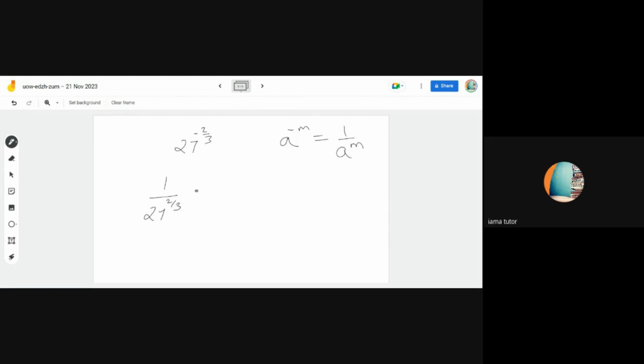So we can rewrite it as 1 over 27 power positive 2 over 3. Now the solution is pretty simple. You can rewrite it as 1 over 3 to the power 3 times 2 over 3. That will give you 1 over 3 to the power 6 over 3, and that will give you 1 over 3 to the power 2, and that will give you 1 over 9. And that's your answer for the question.